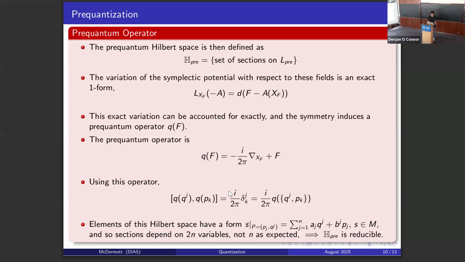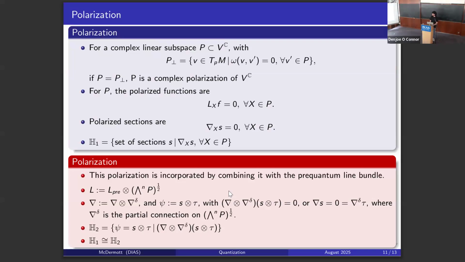So if we want to properly quantize this system, we need H to be irreducible. One way we can do this is with polarization. So if we have some complex linear subspace of our vector space, then with an orthogonal vector space given as shown, if these two subspaces are equal, we say it's a complex polarization of this vector space, which is a little bit abstract. I'll go through an example afterwards, which will make it a little bit clearer to see.